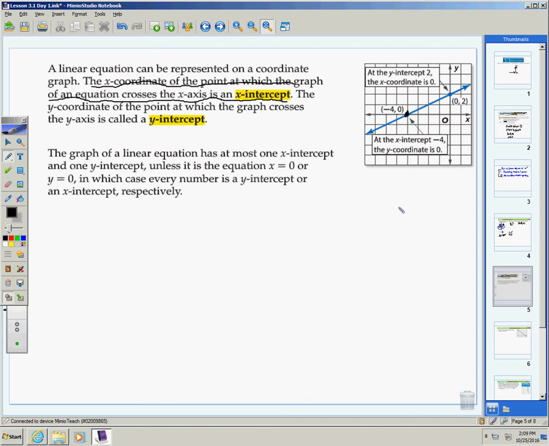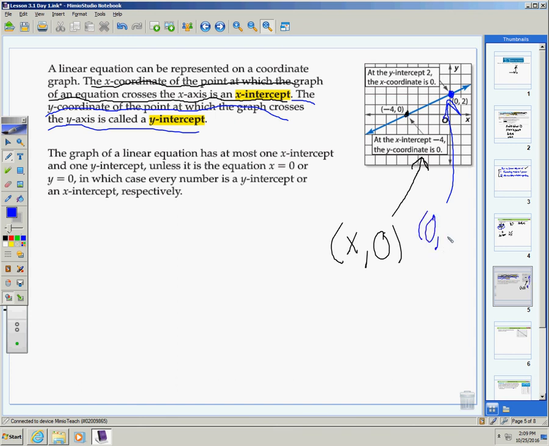And the y-coordinate is always going to be 0 for an x-intercept. So your x-intercept will always be some value of x with 0 as your y value. And then the y-intercept is the y-coordinate of the point where the graph crosses the y-axis. So here's our y-intercept. It's where we cross the y-axis. And notice, x is always going to be 0 for your y-intercept, and then you're going to have some value of y for where you crossed over the y-axis.